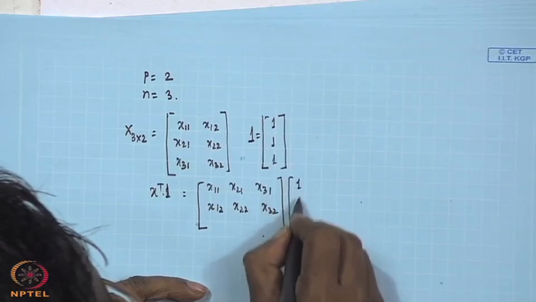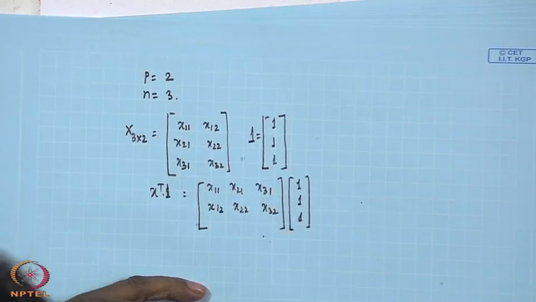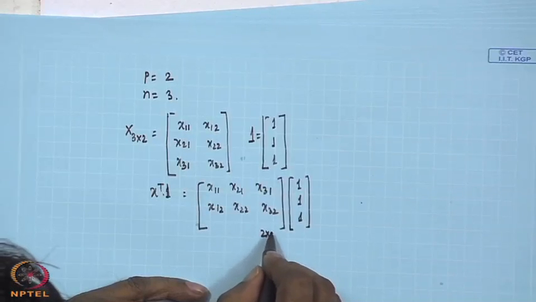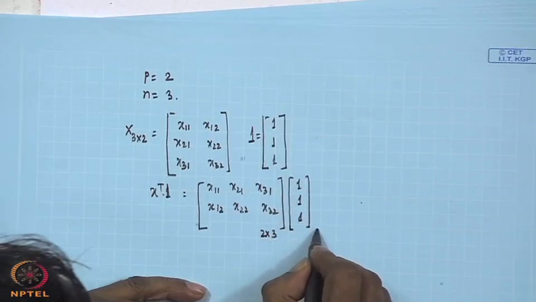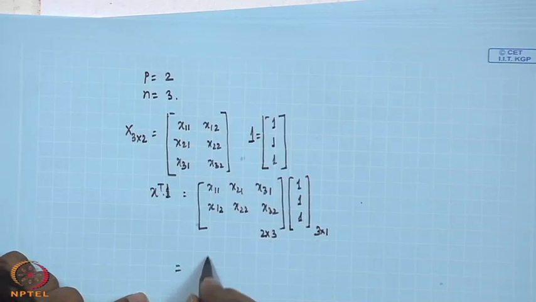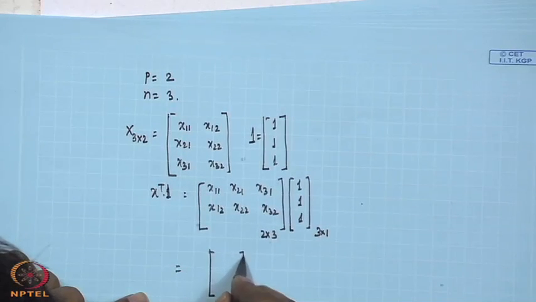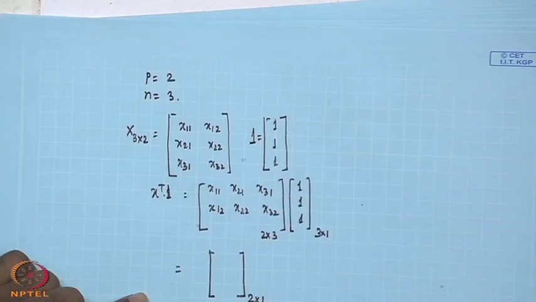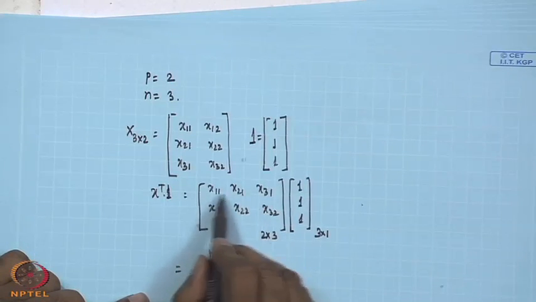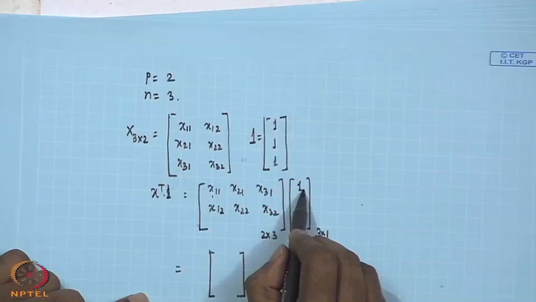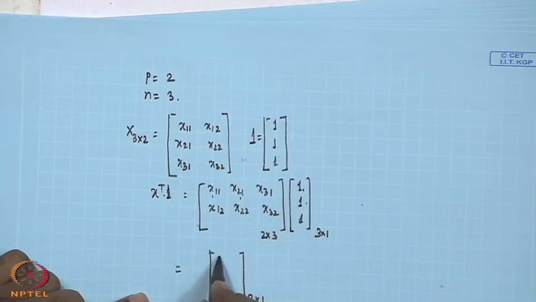transposed. So, then you multiply this by 1, 1 and 1, and we all know X transpose is 2 cross 3 and 1 is 3 cross 1. So, we will be getting a resultant matrix which is 2 cross 1. So, from the matrix multiplication point of view, x 1 1 into 1 plus x 2 1 into 1, that is, sum over i equal to 1 to 3 of x i 1. Second one will be sum over i equal to 1 to 3 of x i 2.